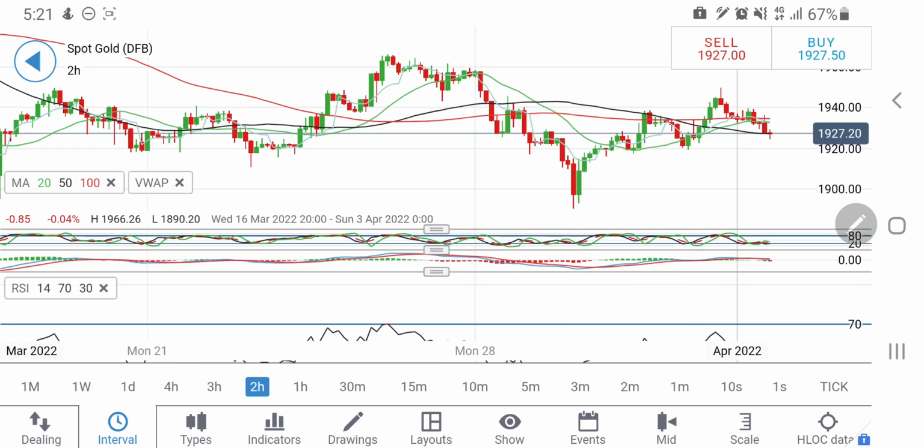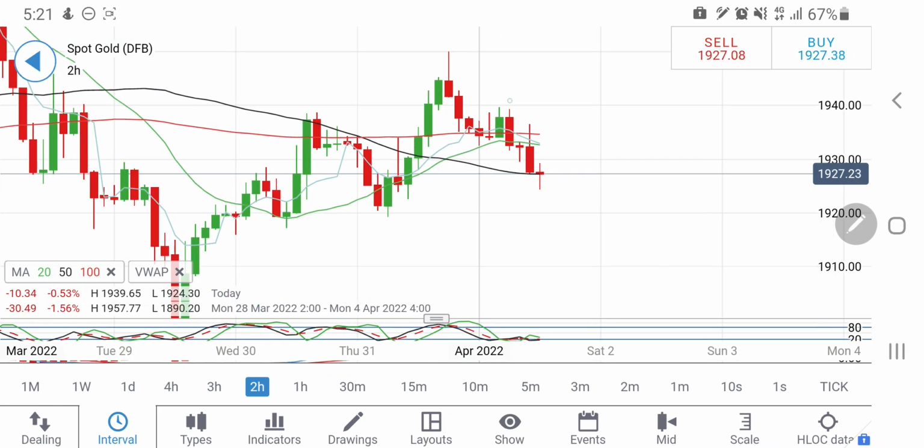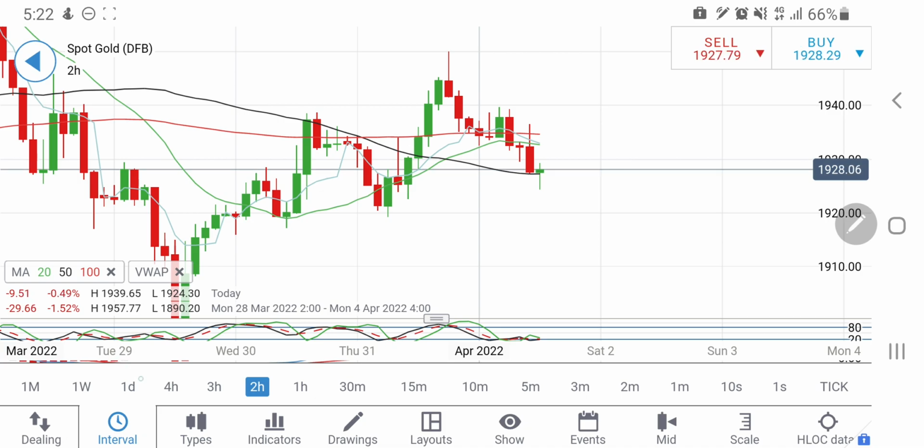On the 2-hour charts as well, similar is the story. If it breaks 1932, you can expect 1935 to give it a little resistance, and then 1940 will come into picture. Breaking this, yes, you can expect it to go long. At the same time, if it breaks the 1920 zone, then one can expect that it is going to break further on the downside, else we can expect that it may try to bounce back. However, be watchful, be cautious, today might not be the day.